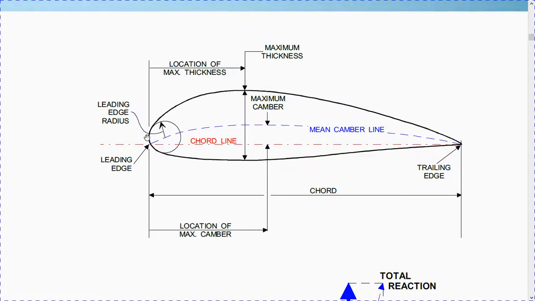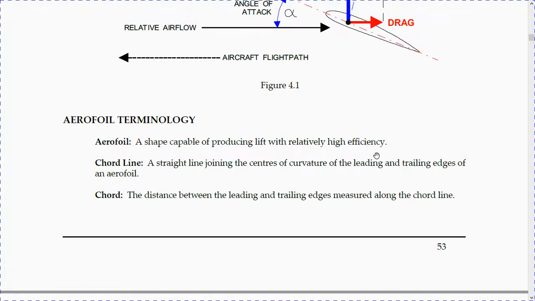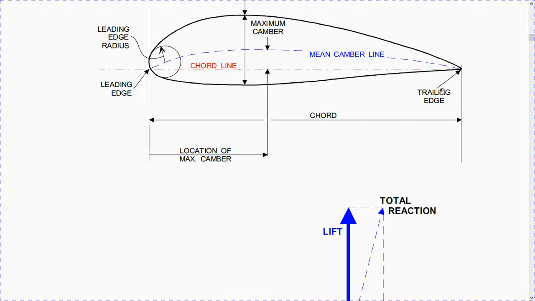This is the chord line, from the center of the curvature on the leading edge to the center of the curvature of the trailing edge. Now, the chord is the distance between the leading and trailing edges measured along the chord line. So this is the chord.